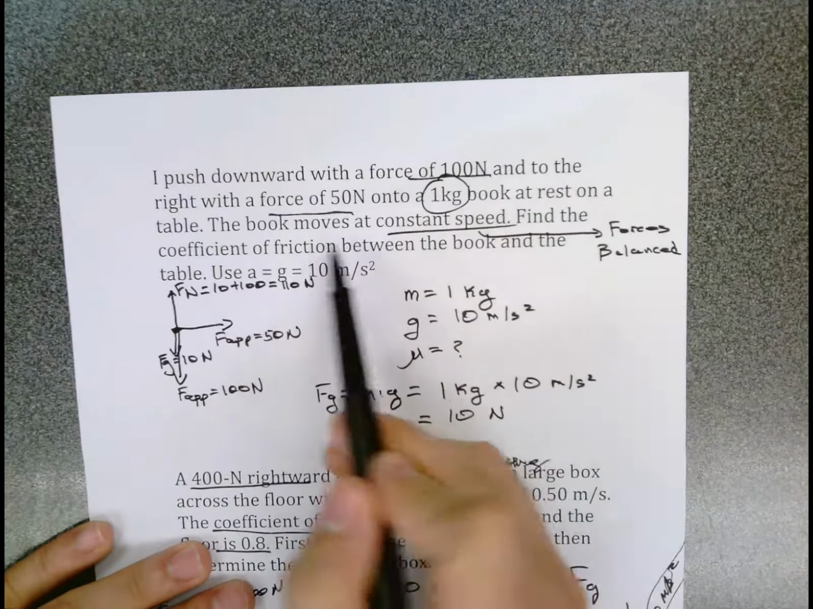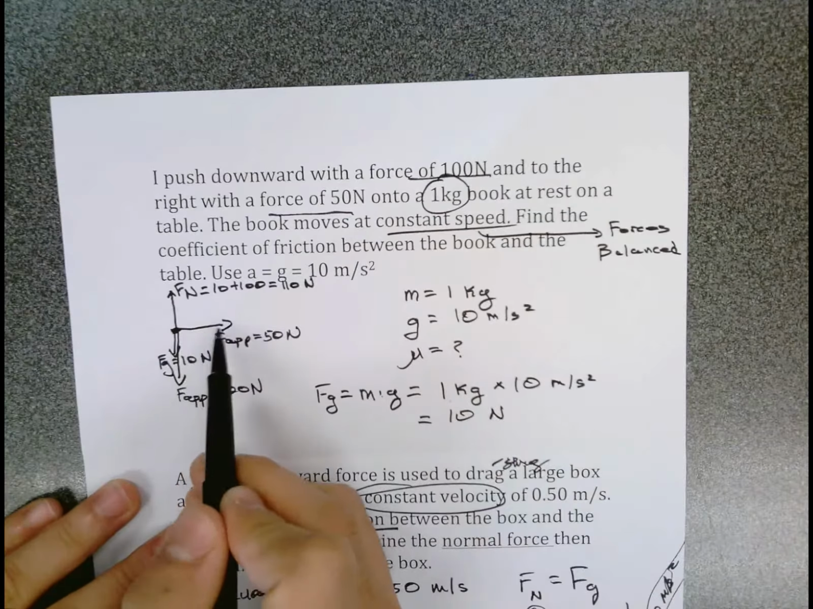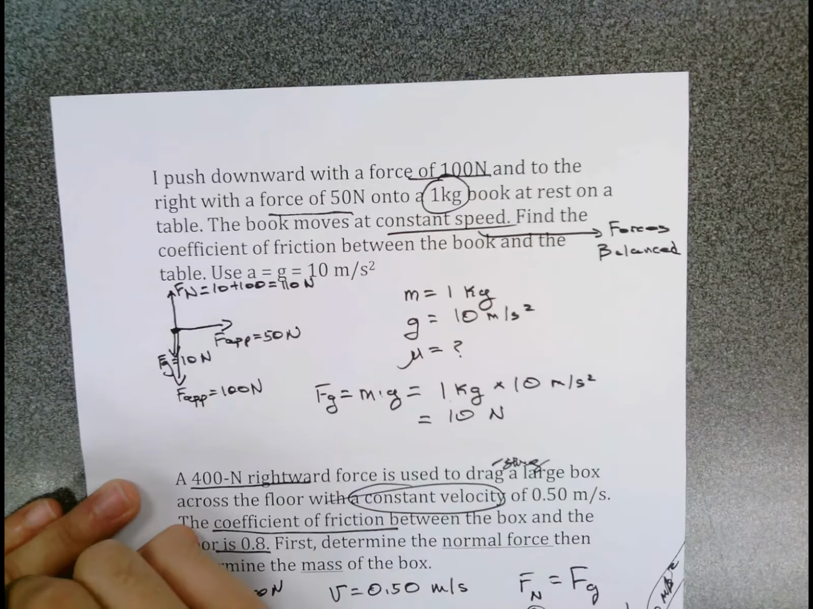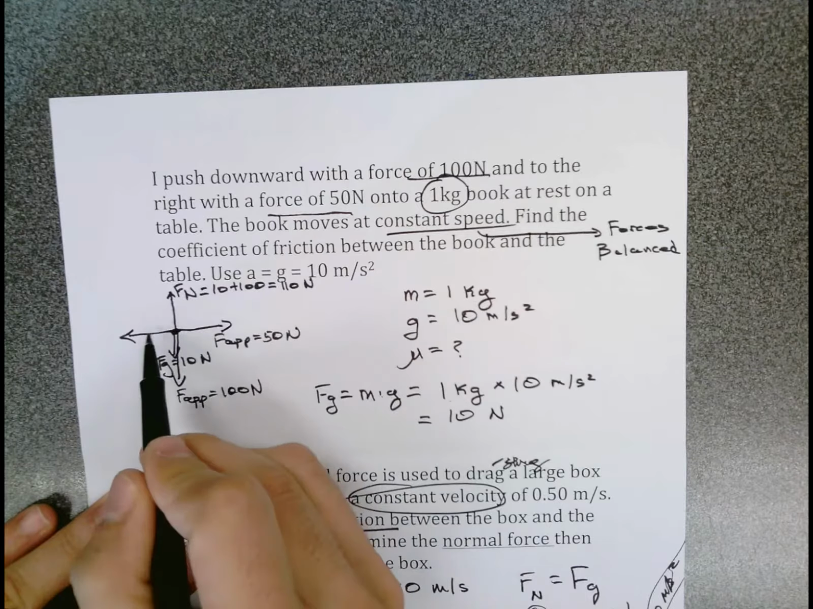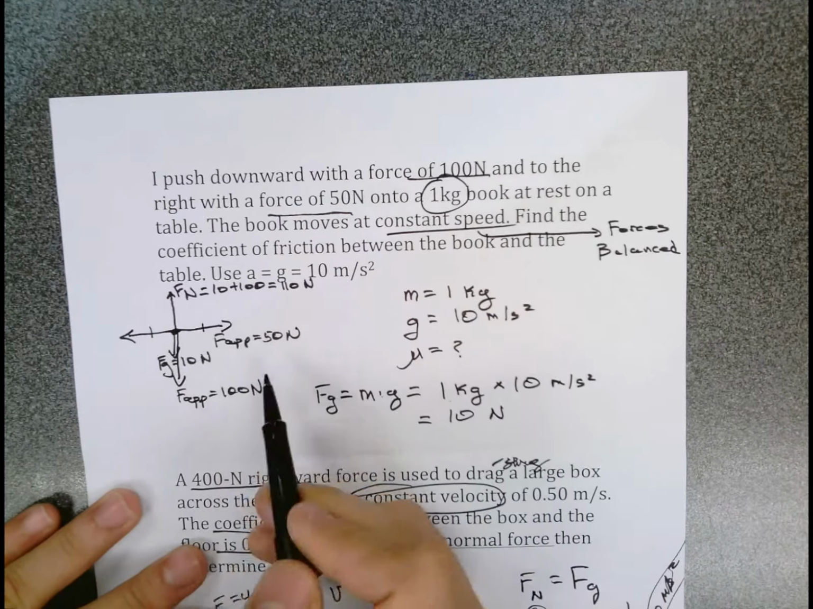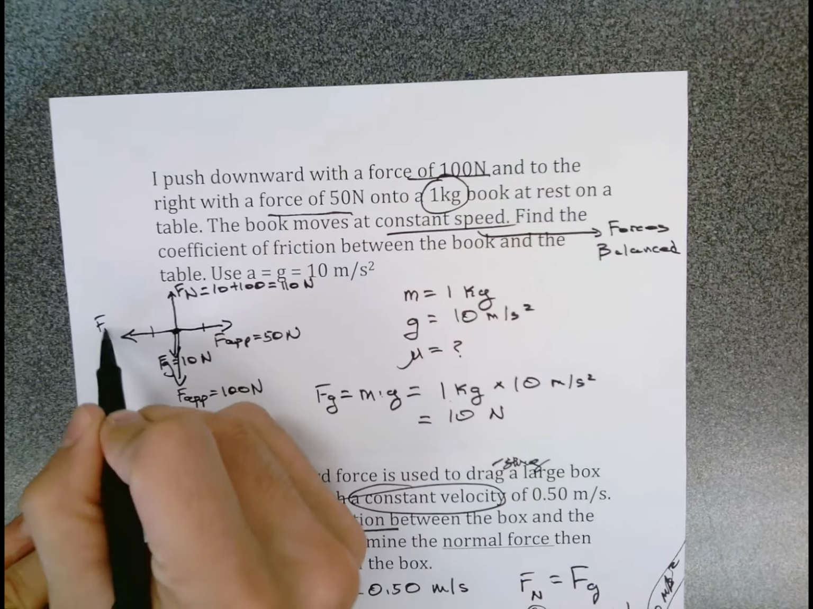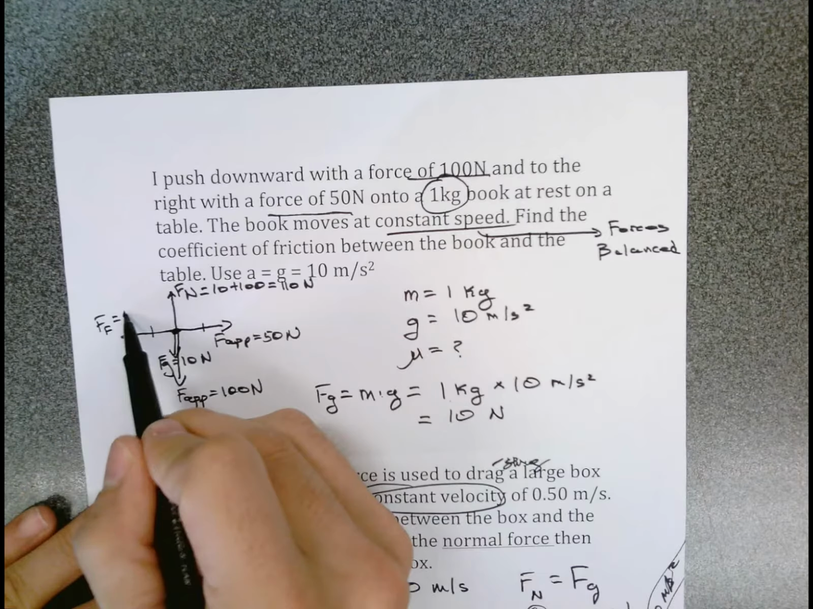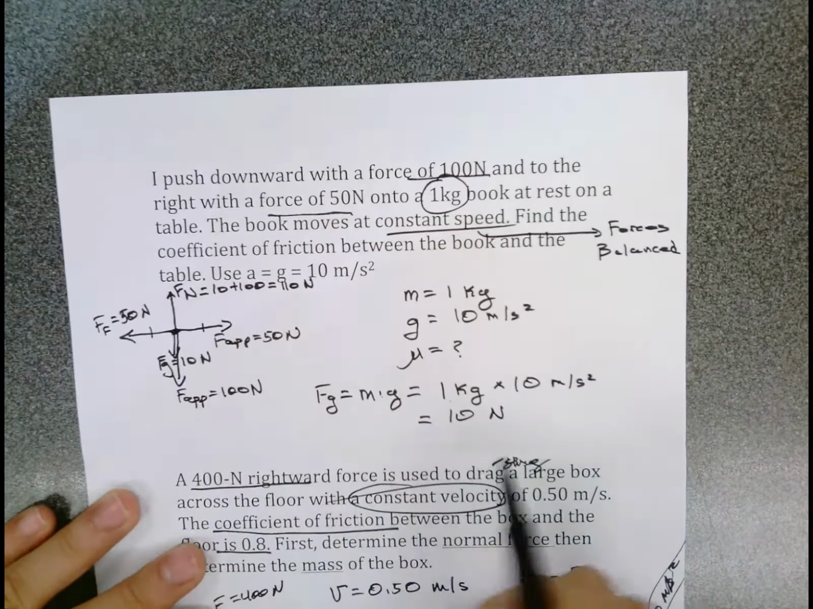We also know that the book is moving at constant speed. Well, constant speed means that all of the forces are balanced in the direction that the book is moving. So left and right are equal. F applied is equal to 50 newtons. That means our opposing force of friction is also equal to 50 newtons. That's about it for our free body diagram.